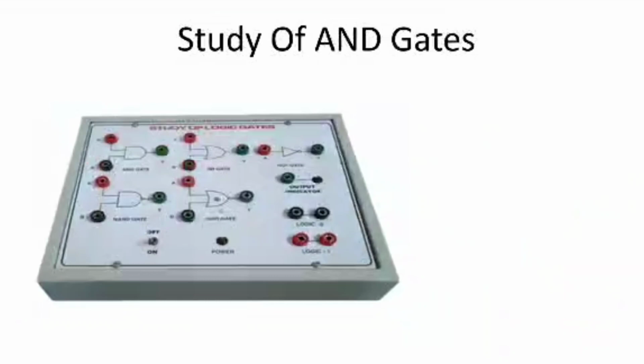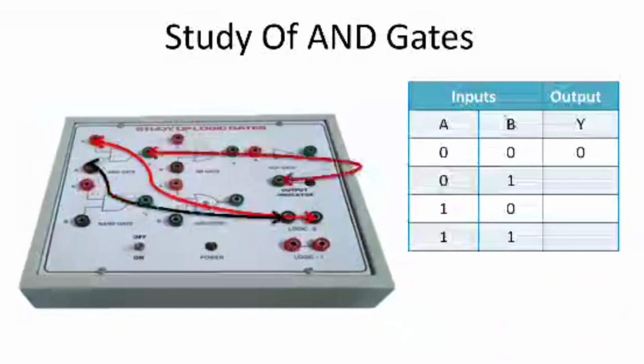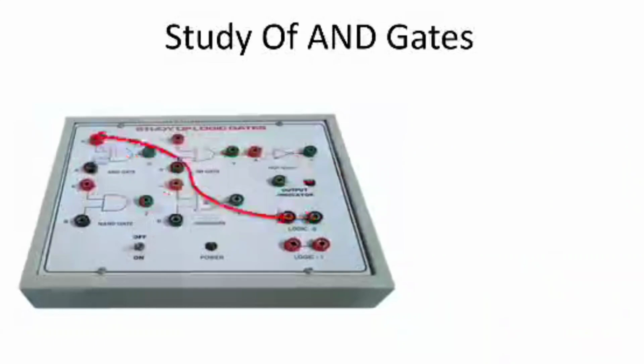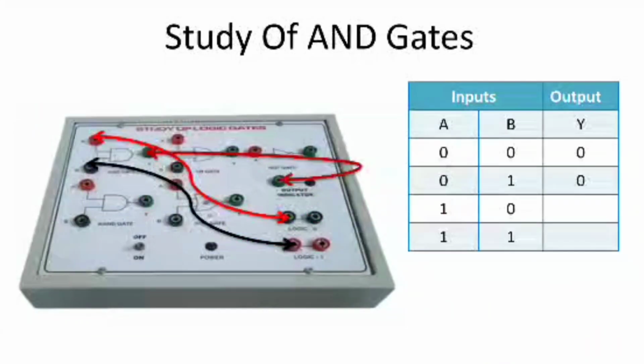In AND gate, when both inputs are 0, that means A is connected to logic 0 and B is also connected to logic 0, output will be 0. So, output LED remains off. The next condition is when input A is 0 and input B is 1. In this condition, output Y remains 0. You can see the truth table of AND gate.